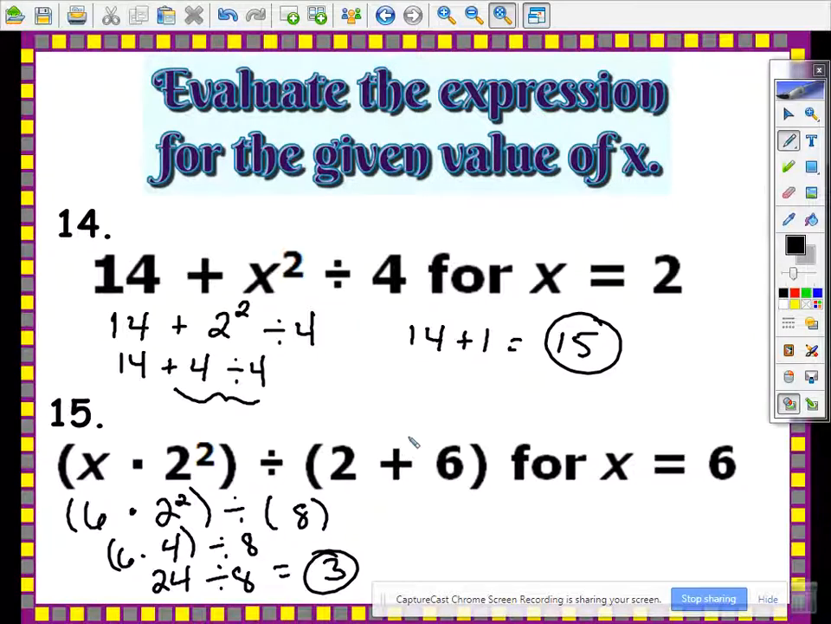All right, so that's 1.6. Tomorrow we will go over more examples and have you do some activities.